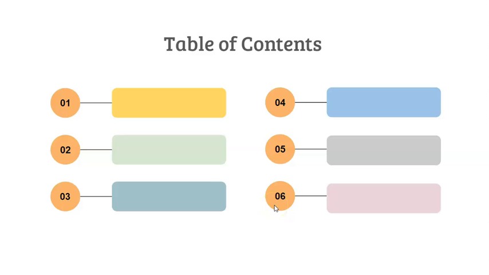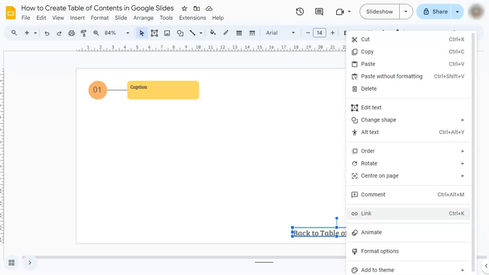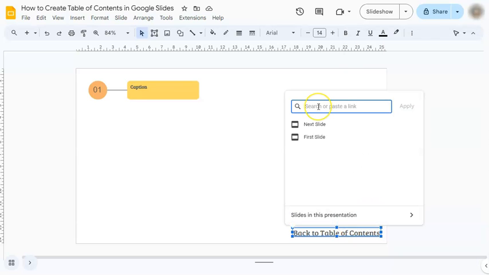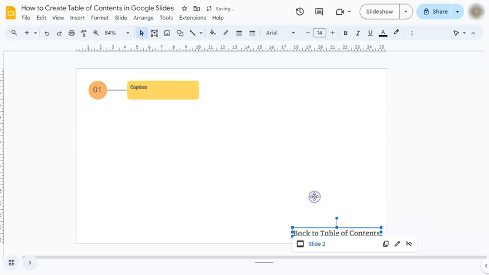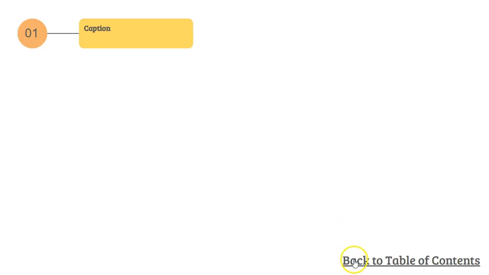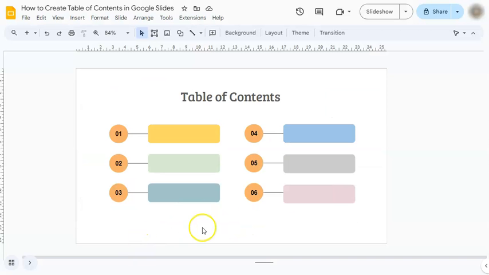Let me show you how I did it. So all you have to do is to right-click on your text and link it to your slide. So here we're just going to link it to our table of contents slide. That will be slide number 2. Now again, if we go to the slideshow, if you hover over it, your cursor changes, and if you click on it, it brings you back to the table of contents. And that's how easy it is to make a table of contents with clickable links on your presentation.